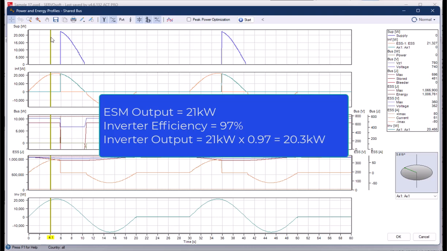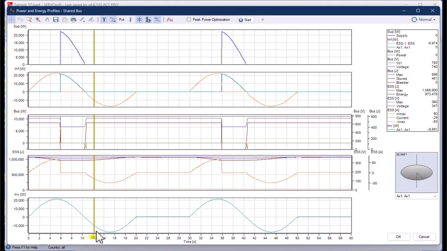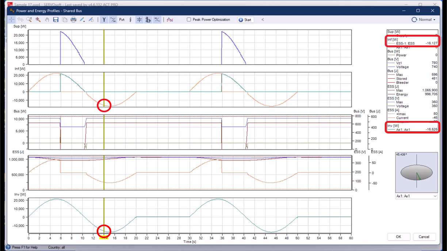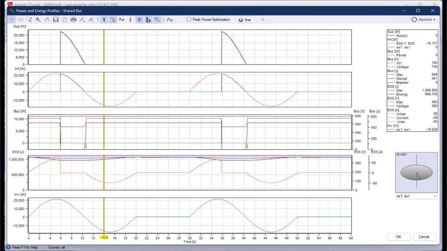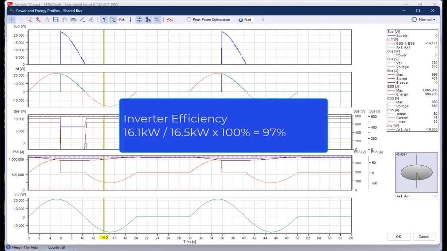At 14 seconds, the opposite occurs, where the inverter is regenerating 16.5 kilowatts and the ESM is regenerating 16.1 kilowatts into its capacitors. Note how ESS energy is increasing. Again, the inverter efficiency is about 97%, confirmed by 16.1 divided by 16.5 kilowatts.